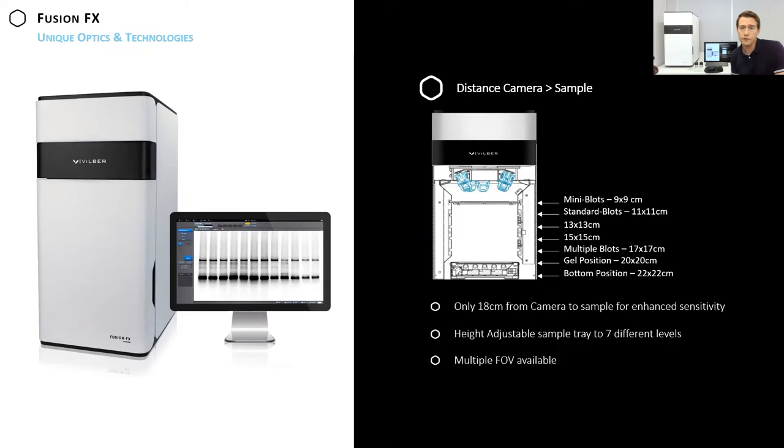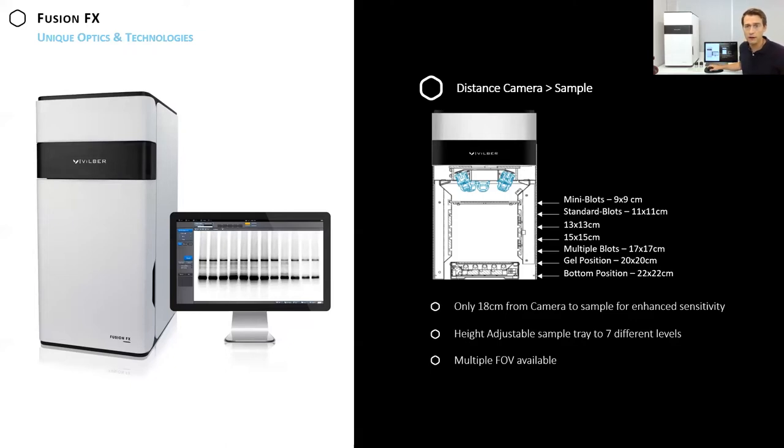We have designed the Fusion FX with a unique darkroom architecture, allowing the sample to be closer to the camera. Reducing the minimum working distance from the lens to the sample increases sensitivity since more light can be collected. On the first level from the top inside the darkroom, there are only 18 centimeters separating the camera from the blot, enhancing the sensitivity because the light travels less distance, so more light is collected. On the first level, you have a field of view up to 9 by 9 centimeters, which is large enough for mini blots.